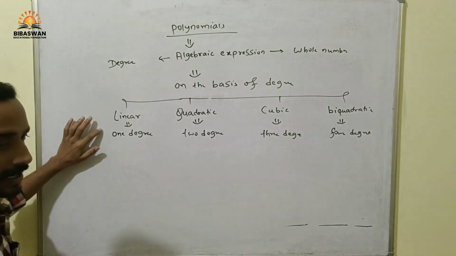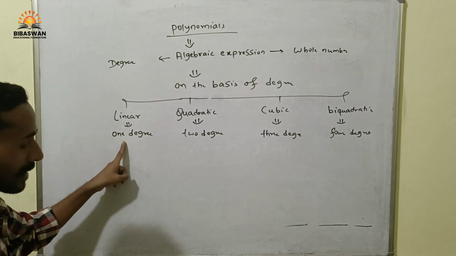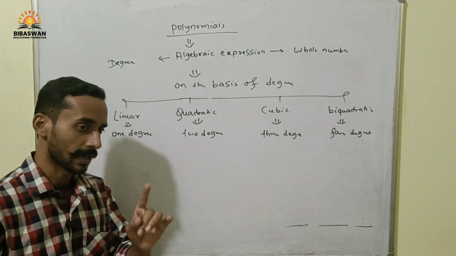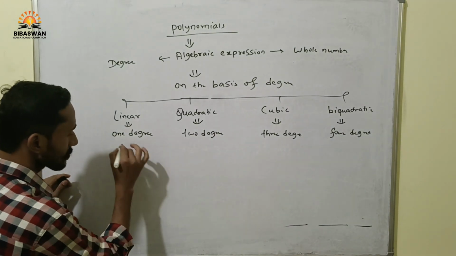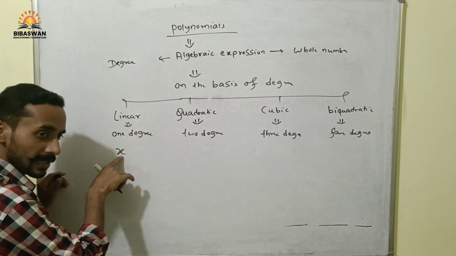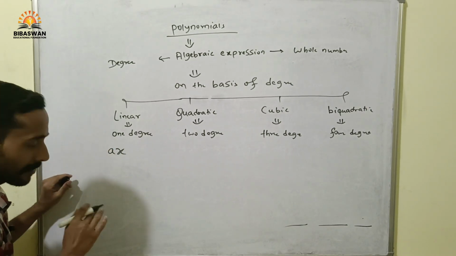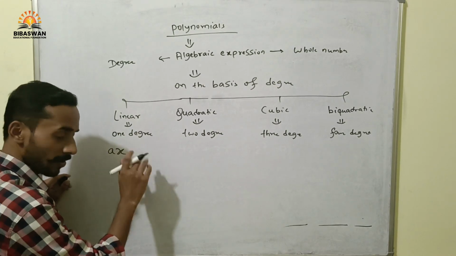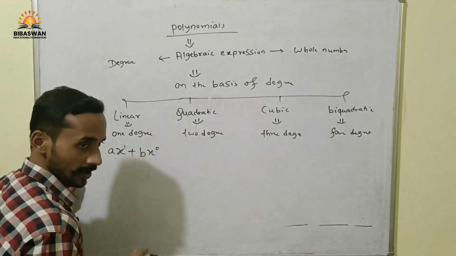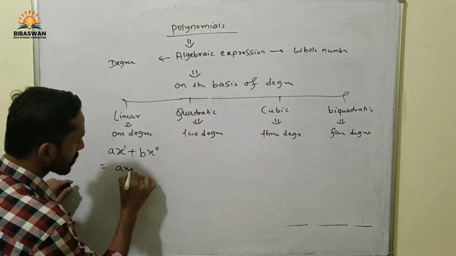Now we know that linear has 1 degree. Okay, so the variable's highest power is 1. If any polynomial has degree 1, it means the highest power is 1. So we can say that if x is the variable of any polynomial, then the highest power is 1 and it has a coefficient. Coefficient means any constant with it, so we can say ax. And another constant term b, we can also write it as b times x to the power 0, and x to the power 0 is equal to 1. So it is also written as ax plus b.